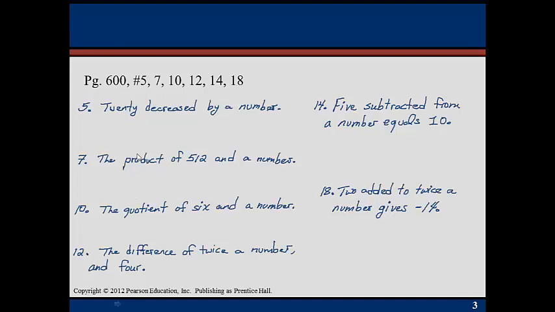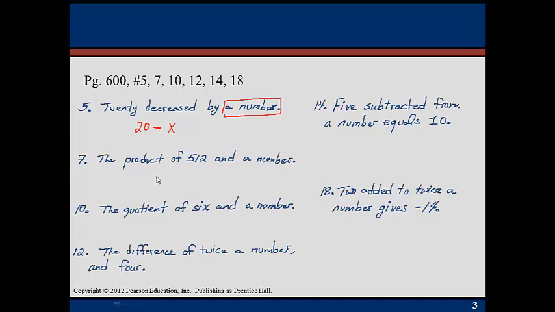So for number 5, we have 20 decreased by a number. For the most part, these are straight translations. You can read them word for word starting from the left. We see 20, so we're going to put the number 20. Decrease by means minus. And then when you see the phrase a number, you're always going to put the variable x. So this says 20 minus x.